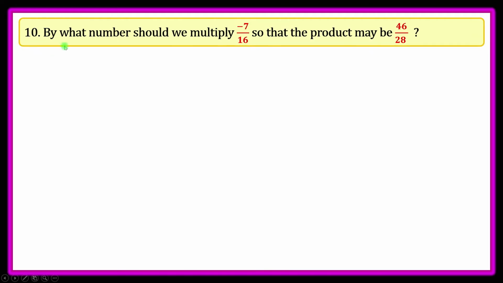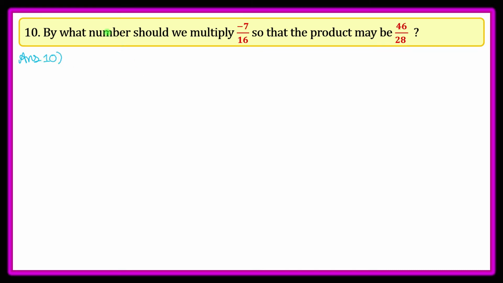The 10th question says, by what number should we multiply minus 7 upon 16 so that the product may be 46 upon 28? As you can see, it is a multiplication type question. Here order does not matter where we put our variable, but we are still going to put the variable at the correct place so that you don't get confused in subtraction and division questions.